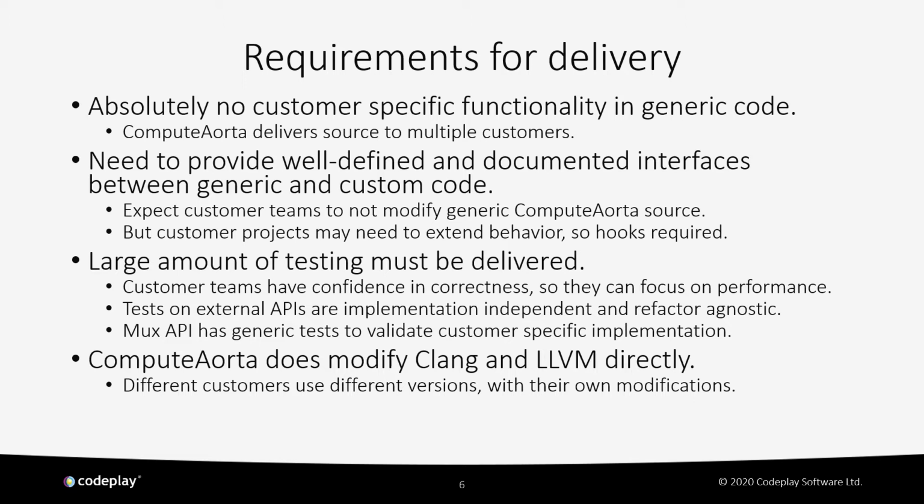We also deliver a large amount of testing, so that customer teams can quickly have confidence in the correctness of their code and move on to focusing on performance. A lot of our tests are actually written against the external APIs that we implement, such as OpenCL and Vulkan. Because these are essentially immutable, a valid OpenCL 1.2 test will always be a valid OpenCL 1.2 test for all implementations and across any refactors. However, we still of course have to test our internal components directly. So for example, the MUX API has its own conformance test suite that we use to validate customer implementations of MUX.